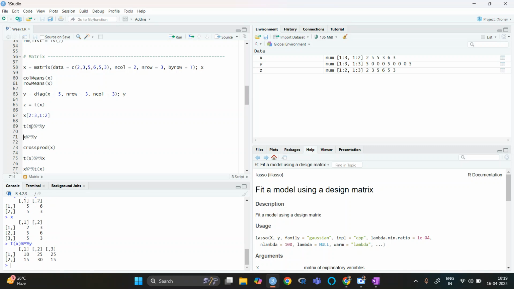Now this one you can do, this one you cannot do, because you have X and you have Y.